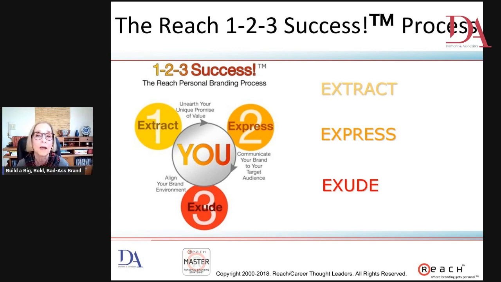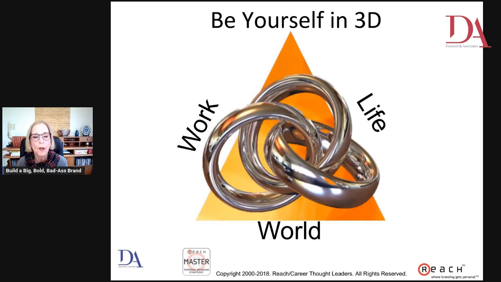And then finally, the last piece is exude. And that is aligning your brand environment, everything that has to do with your brand, having them all in alignment. So we're going to talk about that in a few minutes. What I want you to remember about your brand is that, unlike when you're looking at a magazine and you see an article or something that you can purchase, it's flat, right? It's just in that single dimension. You look at it, there is no depth to it.